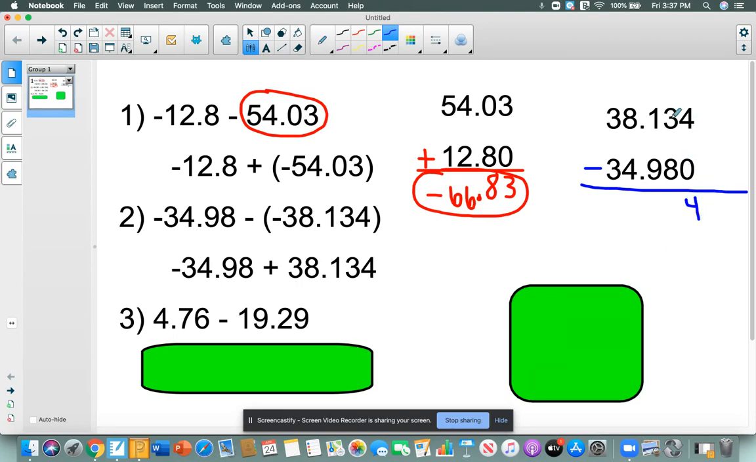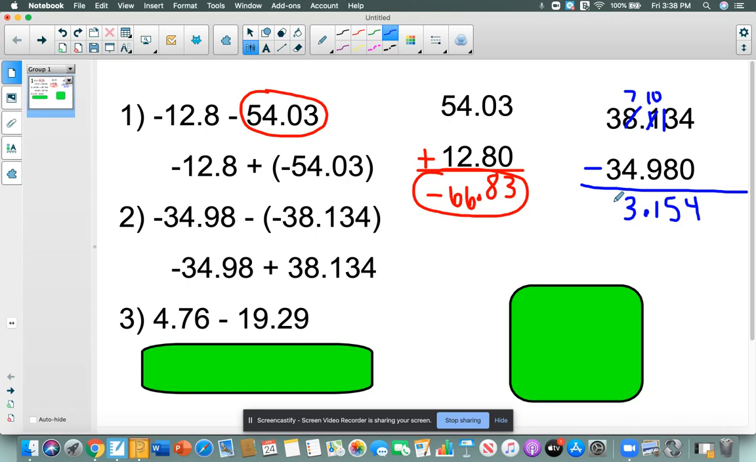Just like in normal subtraction, I can't do 3 minus 8, can't do 1 minus 9. So I'm going to borrow from the 8, make it a 7. 11 becomes 10. And then I have 13. 13 minus 8 would give me 5. 10 minus 9 would give me 1. Decimal comes straight down. 7 minus 4 would give me 3. And then 3 minus 3 is 0, so I'm going to leave that there. So my answer is 3 and 154 thousandths.